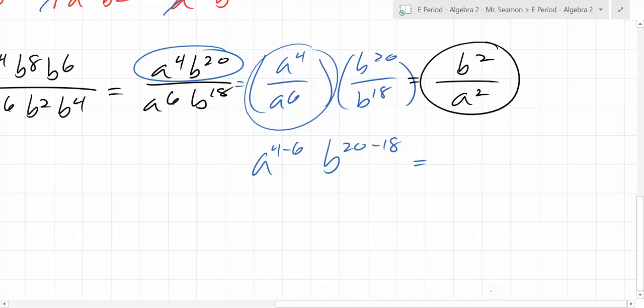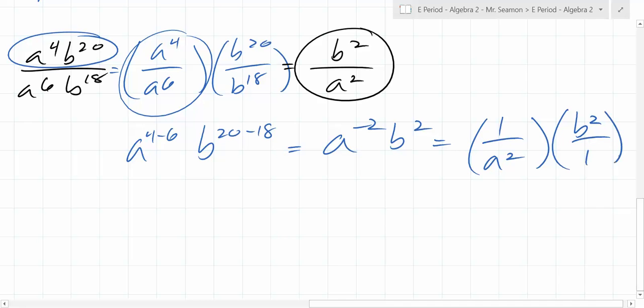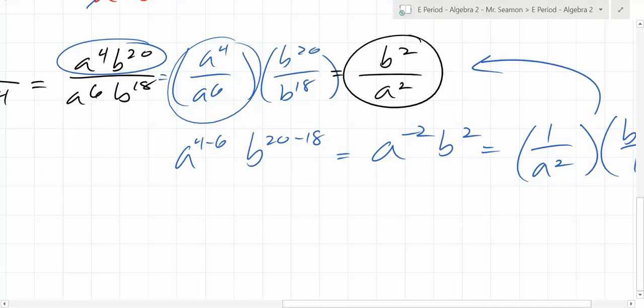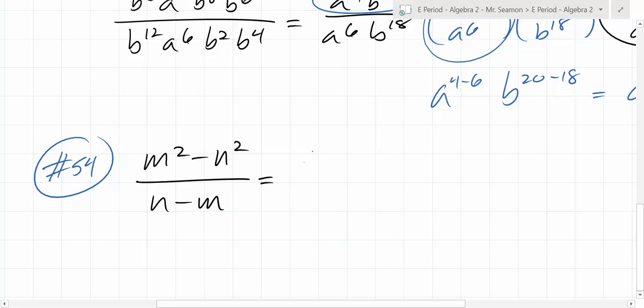There you go. It's important that it's negative: a to the negative 2, b to the 2. But what does that mean? What is a to the negative 2? 1 over a squared. And then this stays up top because it's positive. So that's why you get that right there. Exactly. So can you factor the top for me?